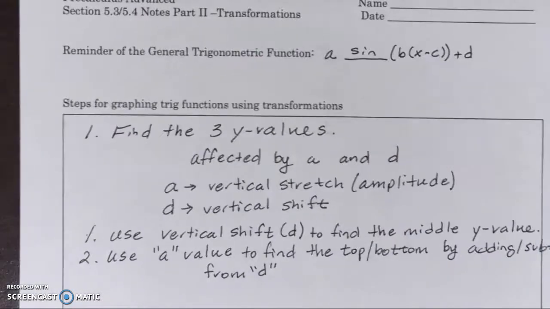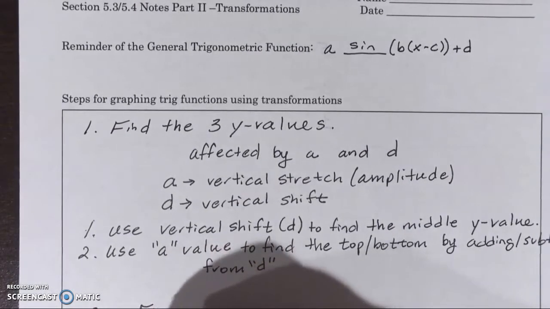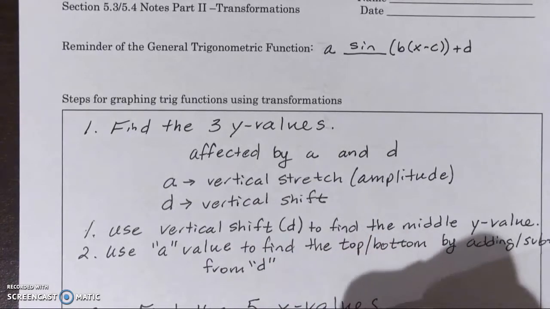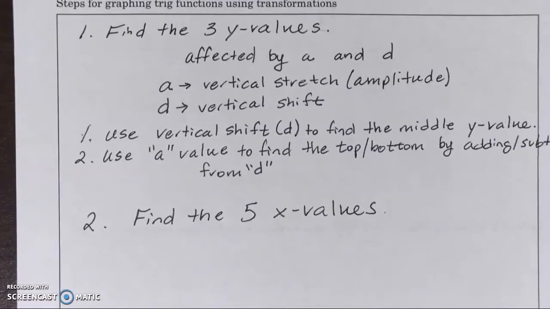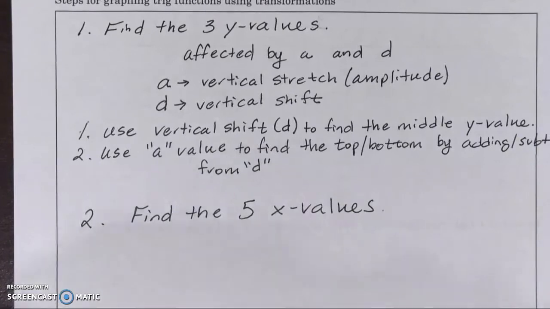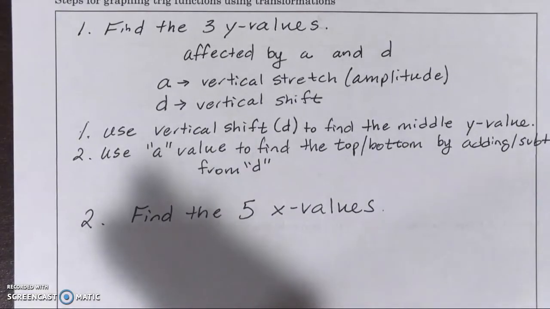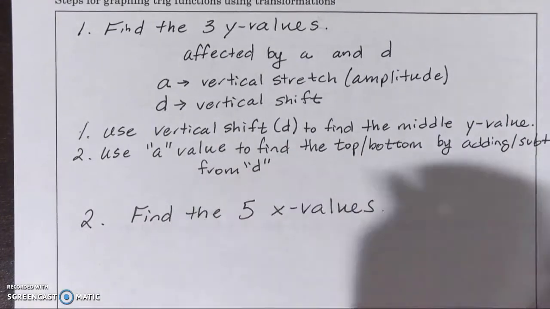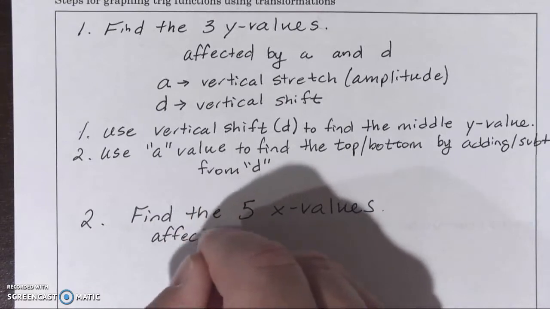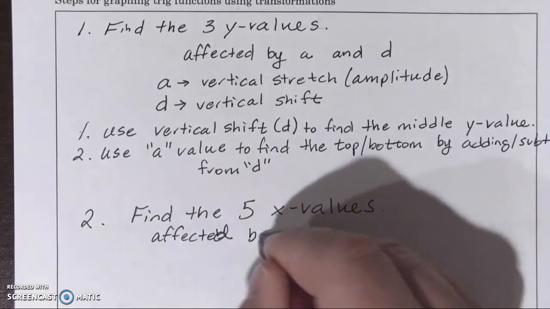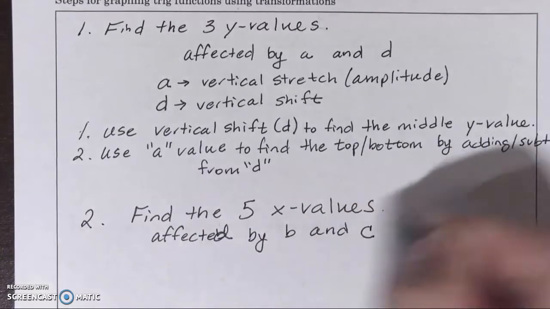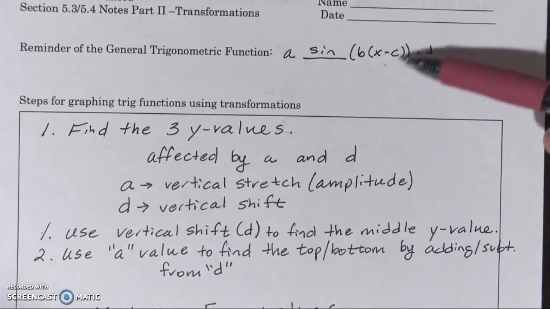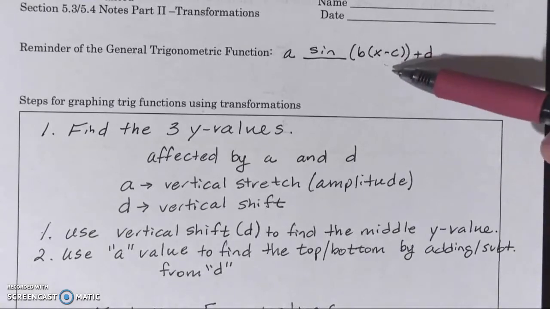Now, we need to find the 5 x values. Just like in the parent function, we're going to use 5 angle measures, 5 radian measures, as our x values. Normally 0 to 2 pi, and the angles in between, pi over 2, pi, 3 pi over 2, and so on. So this will be affected by the b and the c in our general trig function. The number multiplied out front of the quantity, and the number added or subtracted within the quantity.